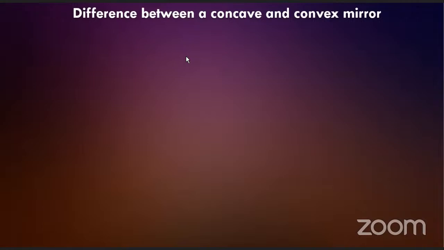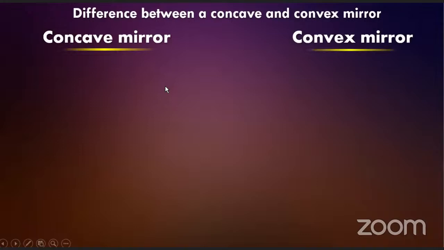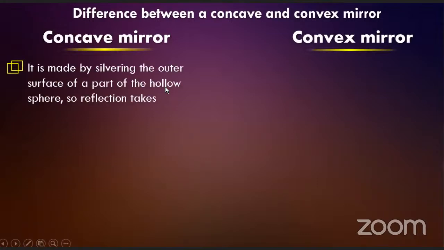Here you can see the difference between a concave and convex mirror. May I know the differences between the concave and convex mirror from your side? What is the first point in case of concave mirror? It's made by silvering the outer surface. Silvering means what? Reflecting surface. Is it right?